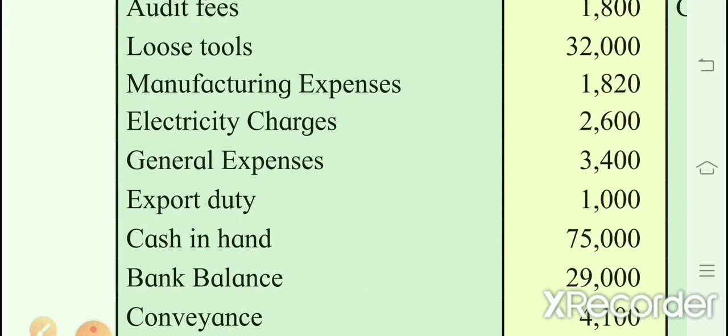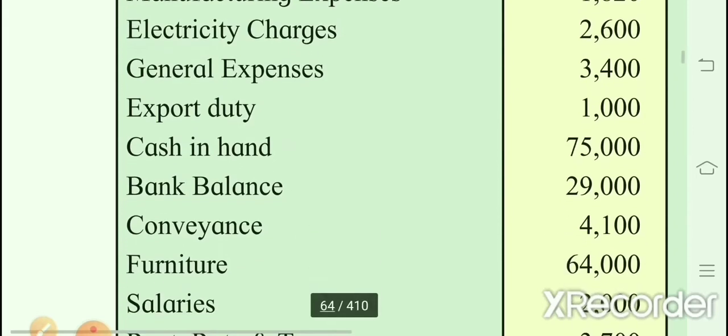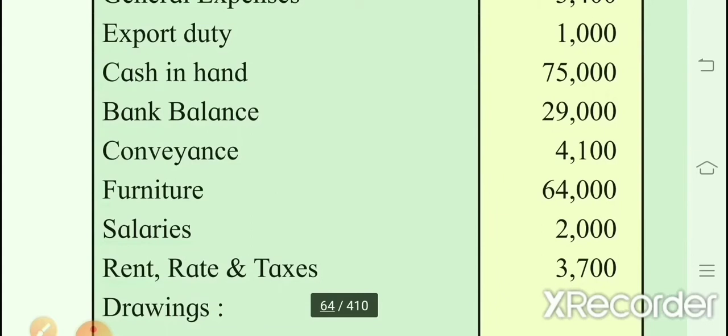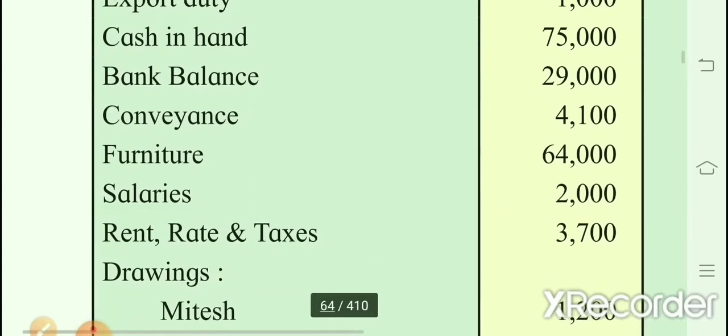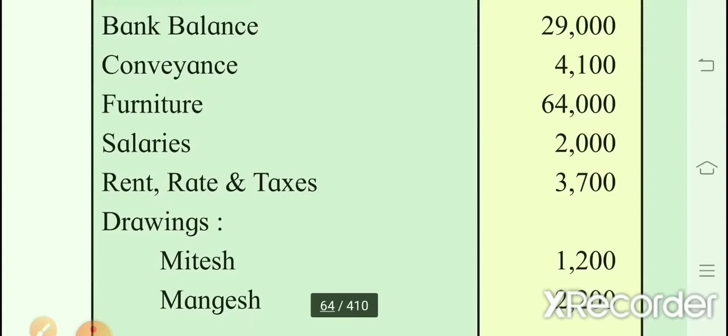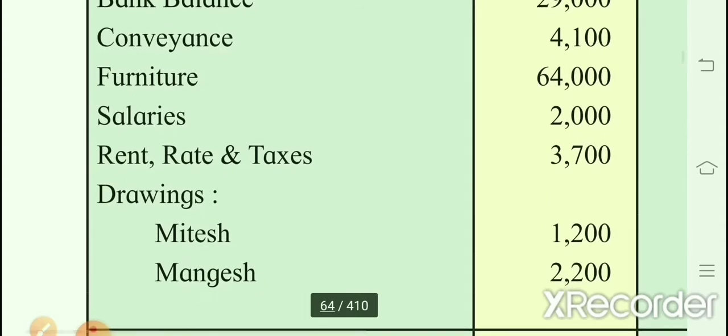Export duty, debit side of profit and loss account. Cash in hand on asset side. Bank balance on asset side. Conveyance on debit side of profit and loss account. Furniture on asset side. Write the amount on inner column as there is the adjustment. Salaries on debit side of profit and loss account. Rent, rate and taxes. The item will be written on debit side of profit and loss account.